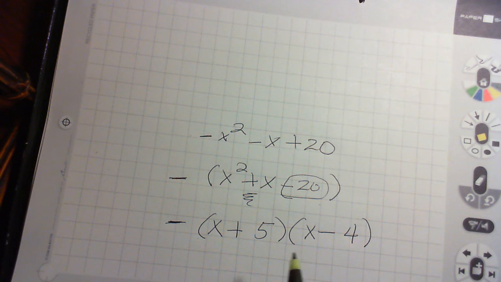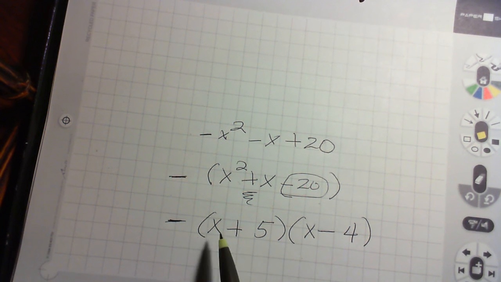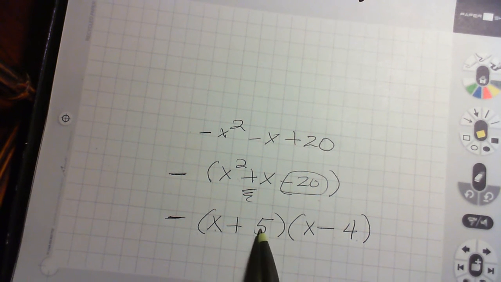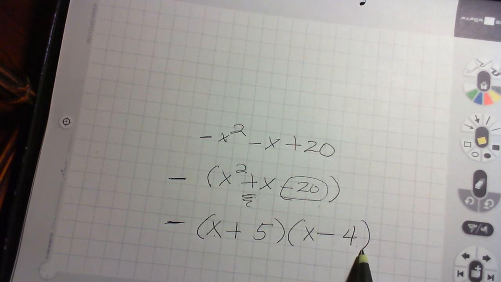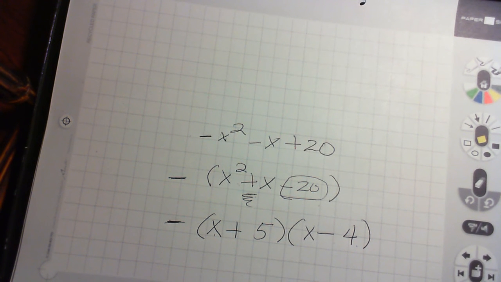Okay, so we can double check here. X squared, negative 4x plus 5x gives me the x. 5 times negative 4 gives me negative 20. Here are your factors. If you can factor out a negative and you find out that helps you, do factor out the negative. Right, this one is not a prime because it can be factored.